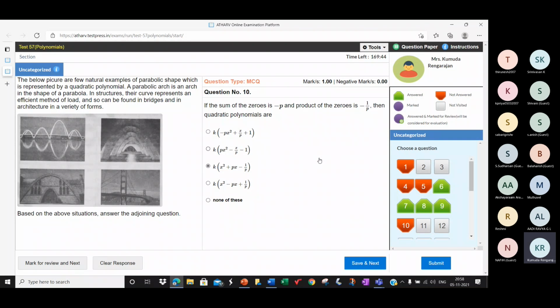So children, the sum of the zeros is given straight away. The sum of the zeros is minus p, that is alpha plus beta is minus p. And the product of the zeros, alpha beta, is minus 1 by p. X squared minus alpha plus beta of x plus alpha beta. Alpha plus beta and alpha beta are given straight away. Simply substitute.